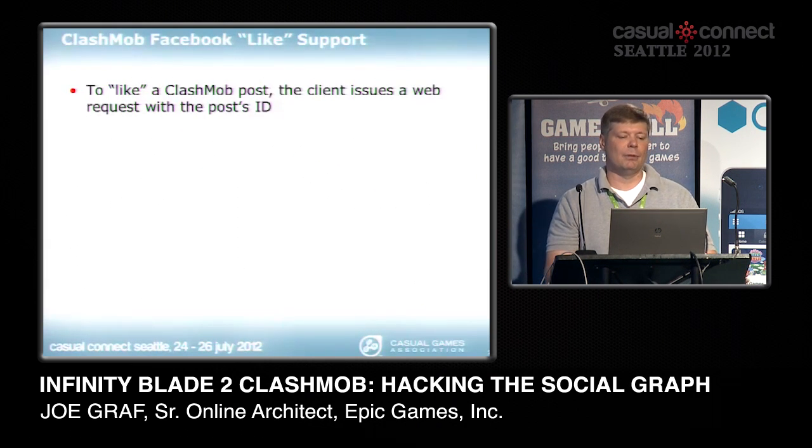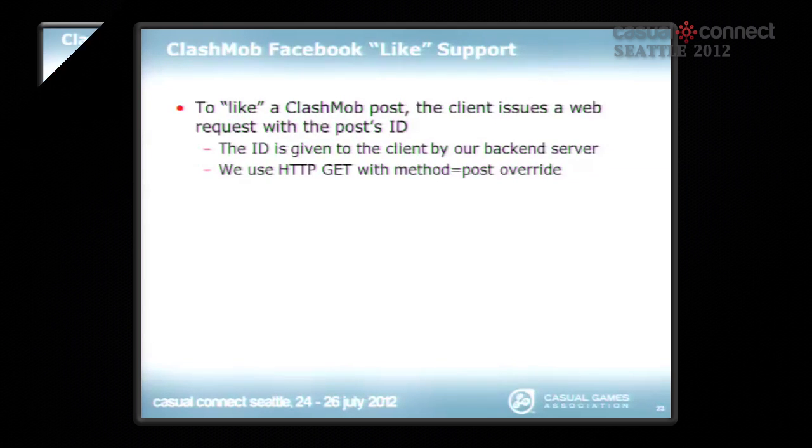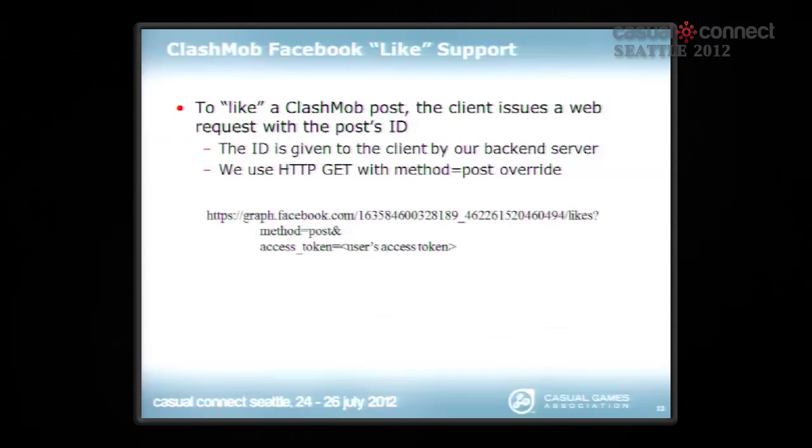So when you go to actually like it from within the game, it's a really simple process of just posting a web request with the actual post ID. And the ID is delivered with the backend server. Now, one of the things we do is we use HTTP GET for all our interactions with Facebook, because even though it's a RESTful service, some of the verbs were not supported evenly. So what we do is we use method equals whatever for the verb that we want, whenever we want to do a post versus a delete or whatever, and always just use the GET method. Works like a champ.